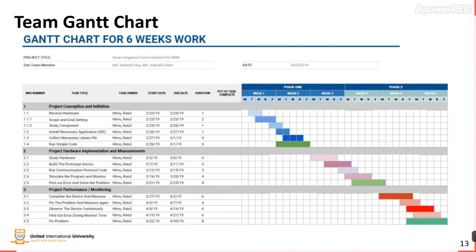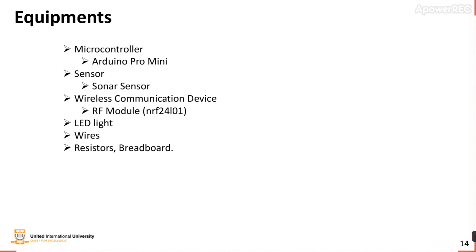As you see, there is various activity or tasks and the date. Now I am going to tell you about the equipments we are using in our project. The first equipment we are using in our project is microcontroller. We are using Arduino Pro Mini as a microcontroller because it consumes less electricity and is more portable than other microcontrollers.